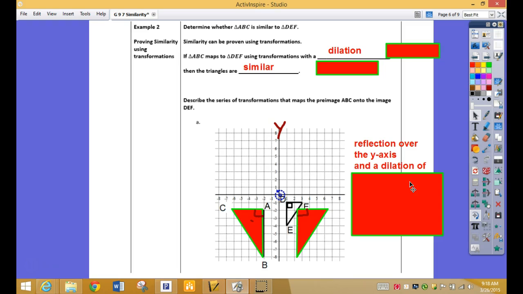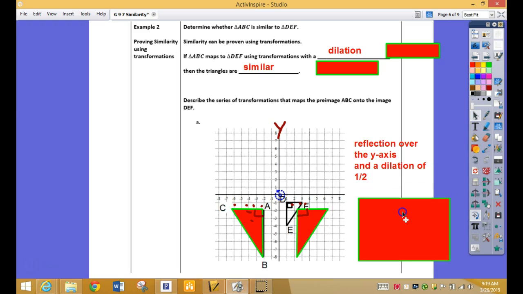What are we going to dilate it by? A number greater than 1, or less than 1? If you look at this side, how many units is this one? 1, 2, 3, 4. What's this one? 1, 2. So what did they do to the sides if they're proportional? Less than 1. So what are we going to do to get it from 4 to 2? Take it times 1/2. So we're dilating it by a scale of 1/2.